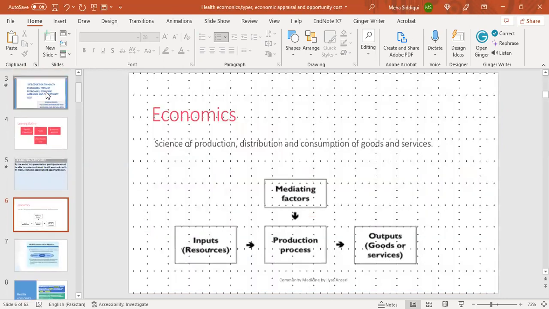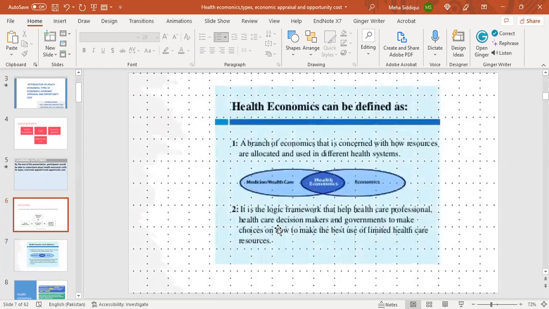Now, what is economics? It is the science of production, distribution, and consumption of goods and services. It includes all the inputs, such as resources like equipment, personnel, and buildings, that lead to the production process, and then this leads to the outputs, which include goods and services and the mediating factors for the production process. So all of these are included in economics.